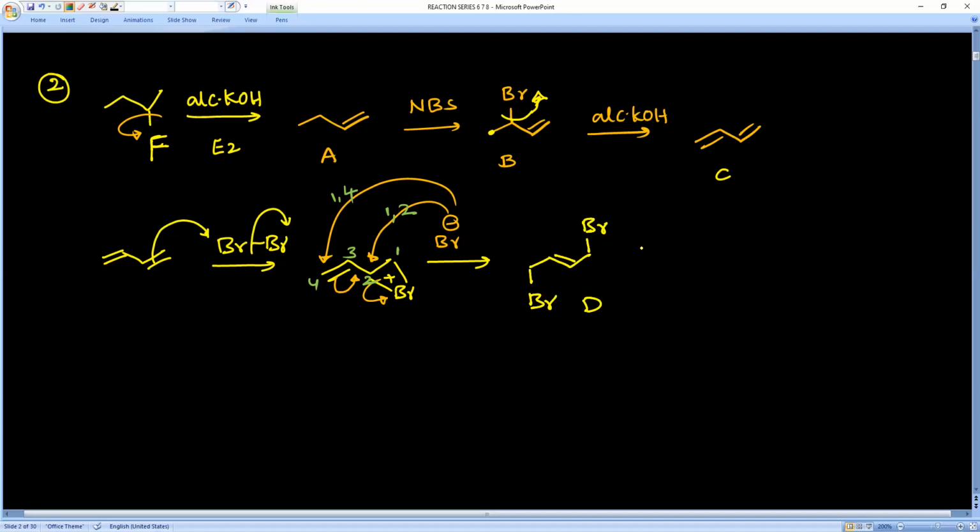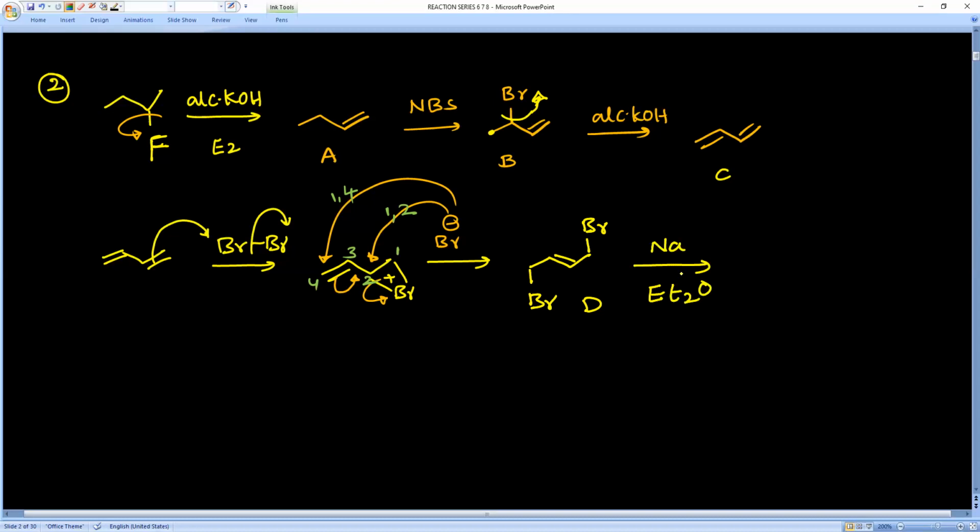What about the next one? Now this molecule is treated with sodium in the presence of diethyl ether. It is an alkyl halide treated with sodium, and it is sufficient to identify the reaction.